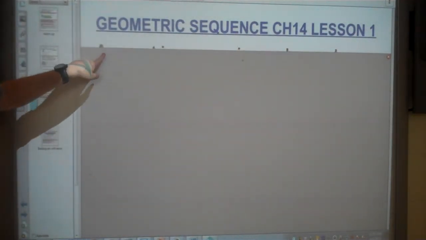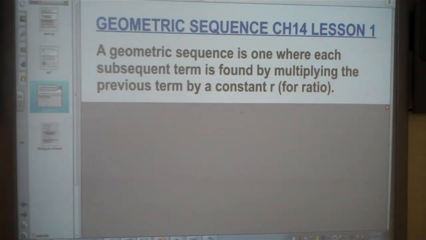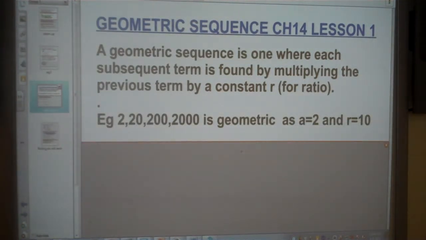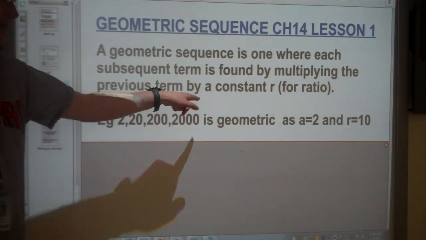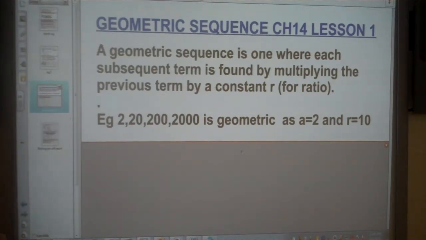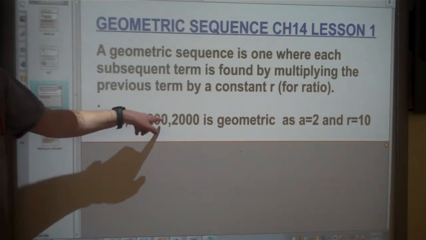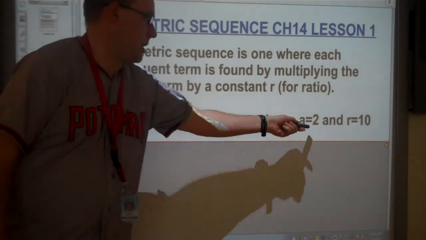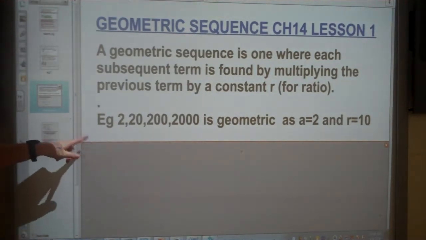So once again, this is our first lesson, and just a reminder from Algebra 2, a geometric sequence is one where each subsequent term is found by multiplying the previous term by a constant, which we're going to call r, for ratio. And that's actually what those 2 previous questions were. If I give some simple numbers, most people can tell that's geometric straight away, because you can see you're times-ing it by 10 here. If it's not obvious you're times-ing it by 10, the second term divided by the first term will tell you the ratio, and that should be true for every single term. 200 divided by 20 is 10, 2000 divided by 200 is 10. Once again, the first term we're going to refer to as A.